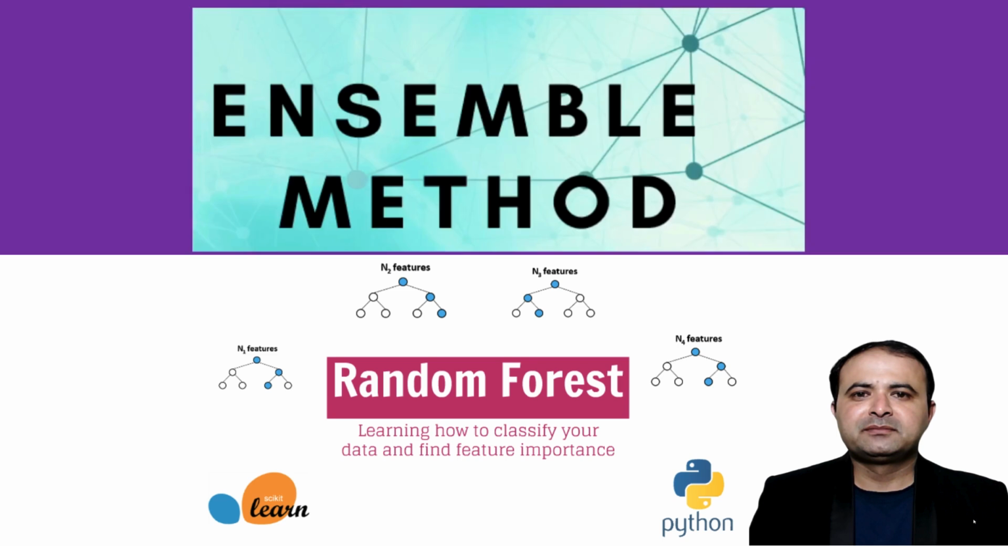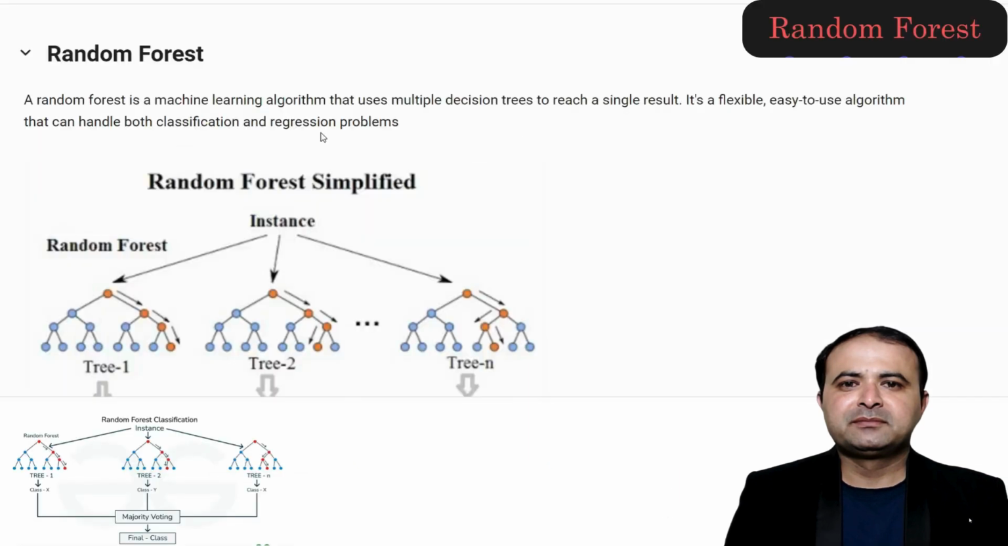And I will discuss the ensemble method one by one, what it basically is. Random forest is a machine learning algorithm that uses multiple decision trees to reach a single result. It is a flexible, easy to use algorithm that can handle both classification and regression problems.